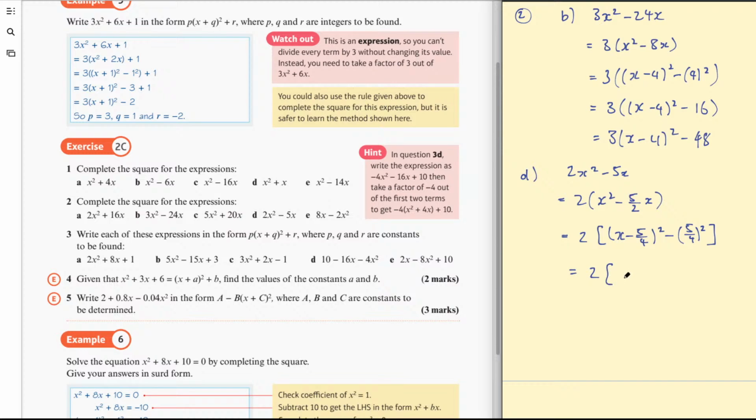And then we have x take 5 on 4 all squared take 25 on 16. And then if you expand that 2 out to all terms, you have 2 times x take 5 on 4 all squared, and the 2 will cancel with that 16. That's meant to be a 16. This is 25 on 8. Okay.